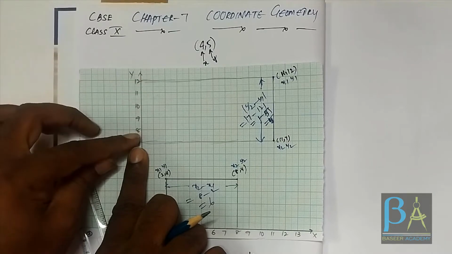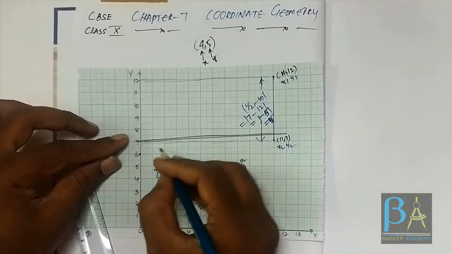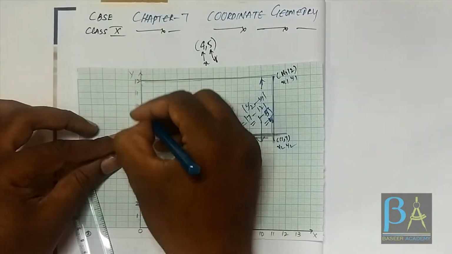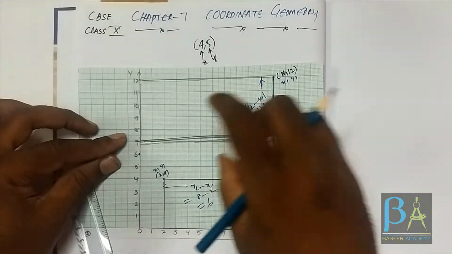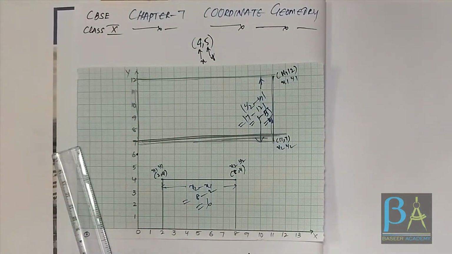If this is 5 units, obviously this would also be 5 units, because this thing right here looks like a rectangle, isn't it? So the opposite sides have to be equal. So if this is 5 units, this is also 5 units, isn't it? So what have we learned here?